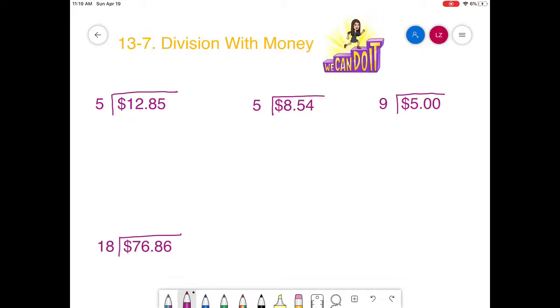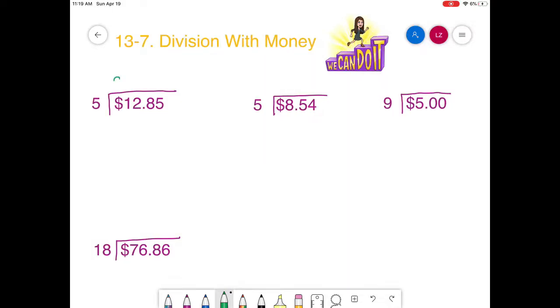All right, the first thing is when you are dividing with money, the most first and foremost thing that you are going to do is make sure that you move your dollar sign and your decimal up, very, very first thing. After you have first moved your dollar sign and decimal up, you are going to divide as you would a normal decimal or as you would normal whole numbers. So let's go ahead and do that.